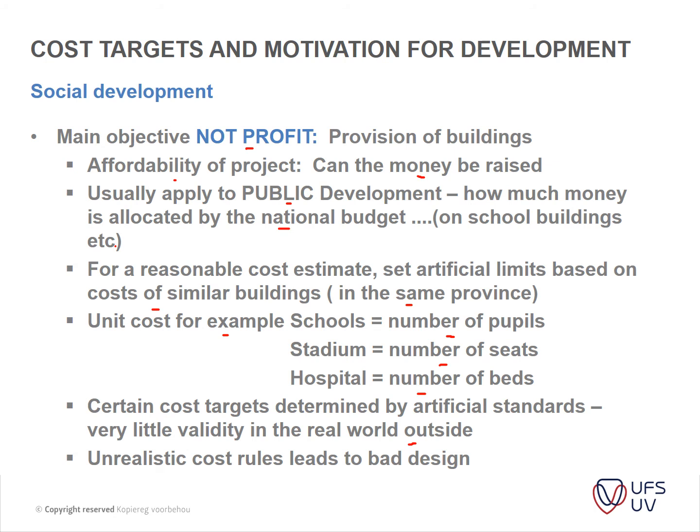And then also lastly, unrealistic cost rules lead to bad design. This can go either way. If you try to save too much money, you will have problems with the quality of the construction. If you have too much money allocated to a project, it will take away from the 100 schools: instead of the 100 schools that you can build with the available money, now you can only build 90 schools, for instance. So that is the rationale behind unrealistic cost rules leading to bad designs.